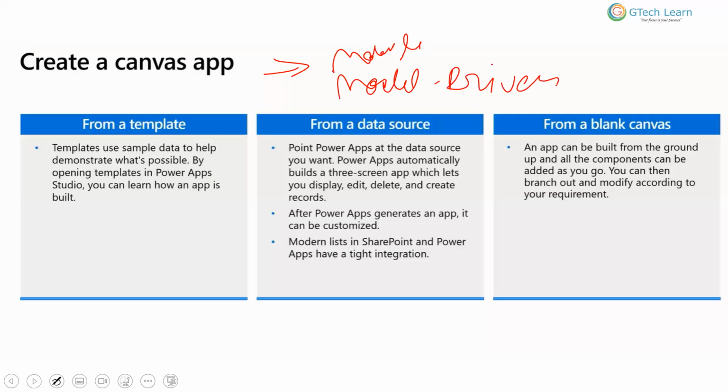And what are the different ways to create the specific Canvas app in here? We can create it either from a template, from a data source, or a blank canvas. In the same way, the model-driven app can also be created either via template or via blank. After selecting blank, you can select whatever data you have in the Dataverse, and then you can have that application enabled.